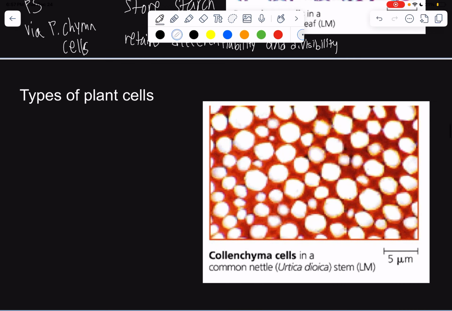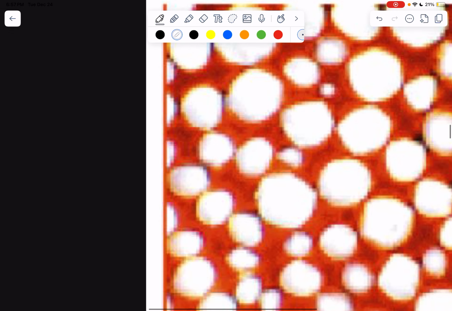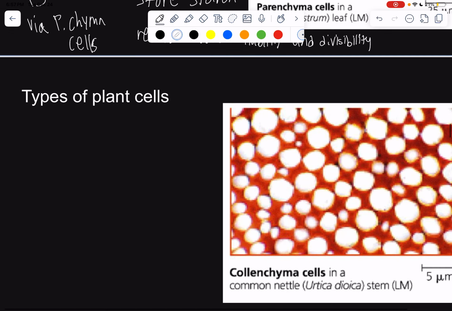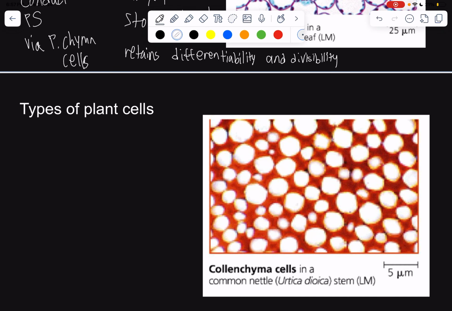Now let's discuss collenchyma. First of all, remember when we said the parenchyma walls are really thin? You can see here that's clearly not the case. Now, what's the difference apart from that? Well, collenchyma helps support young parts of the plant shoot. So remember, the shoot system is the stem and the leaves.